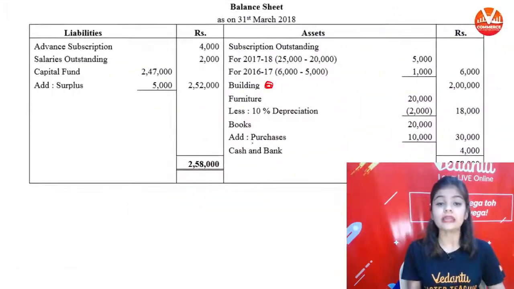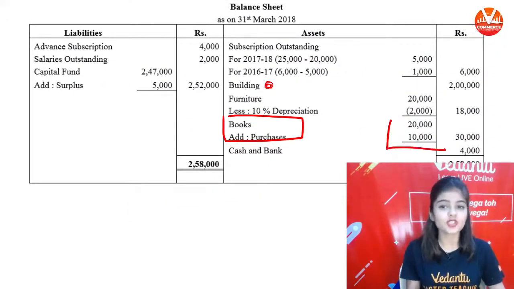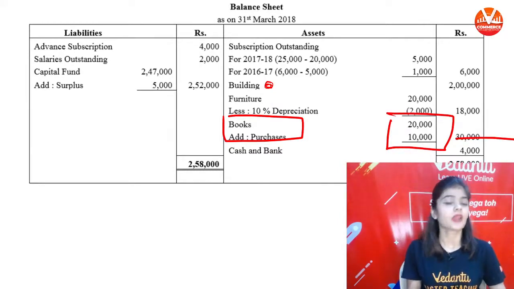हम इसको क्या करेंगे? Add कर देंगे. Books: add purchases, 20,000 plus 10,000. It will be 30,000.